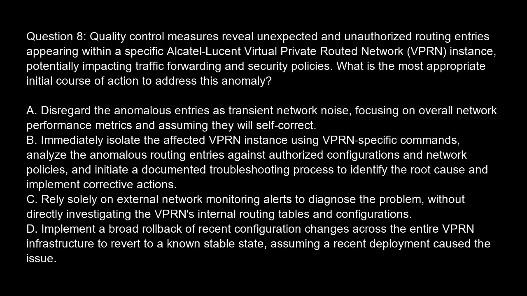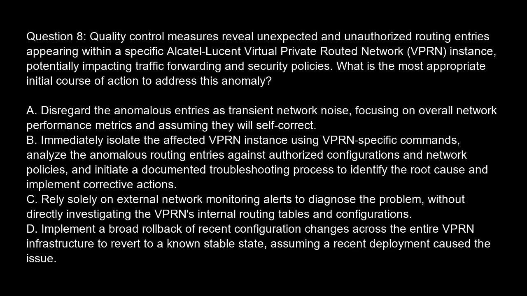Option A. Disregard the anomalous entries as transient network noise, focusing on overall network performance metrics and assuming they will self-correct. Option B. Immediately isolate the affected VPRN instance using VPRN-specific commands. Analyze the anomalous routing entries against authorized configurations and network policies, and initiate a documented troubleshooting process to identify the root cause and implement corrective actions.